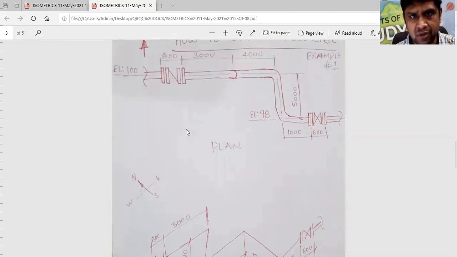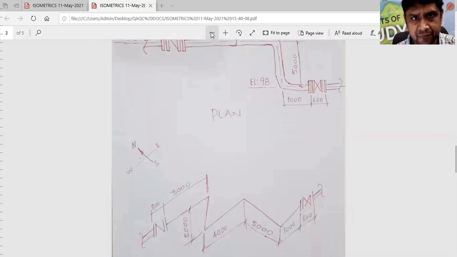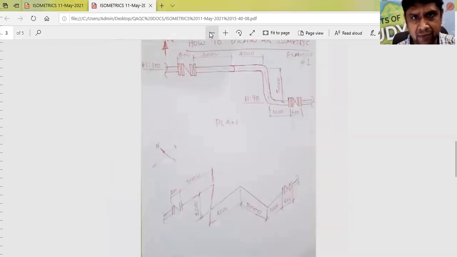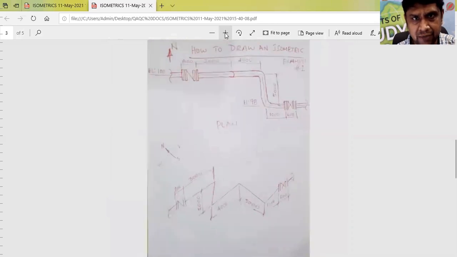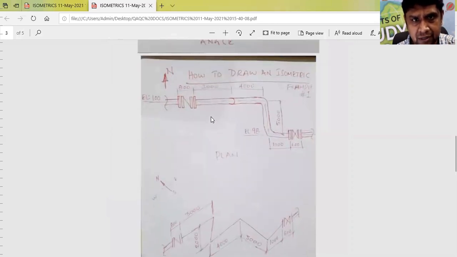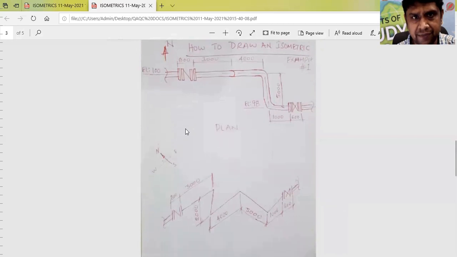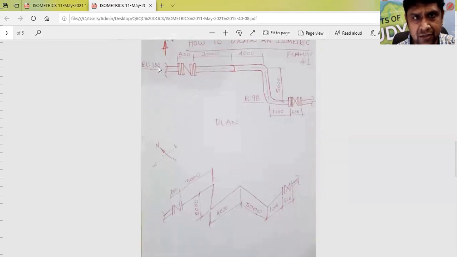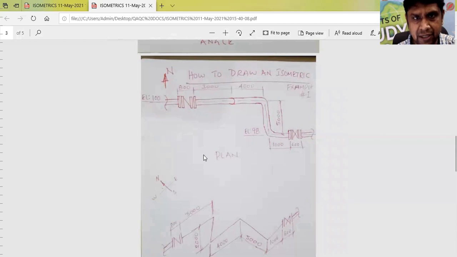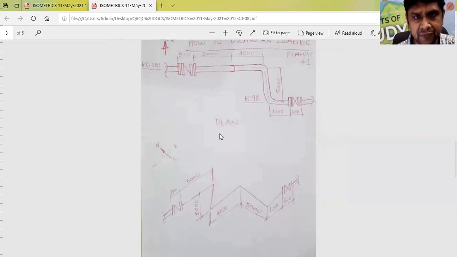If you wanted to draw this plan view into the isometric view, this is the nozzle. It is going from west to east. So here you draw the nozzle and then the check valve, and the line is going from west to east by 3 meters. This is the 3 meter line. And at 3 meters, there is a drop.